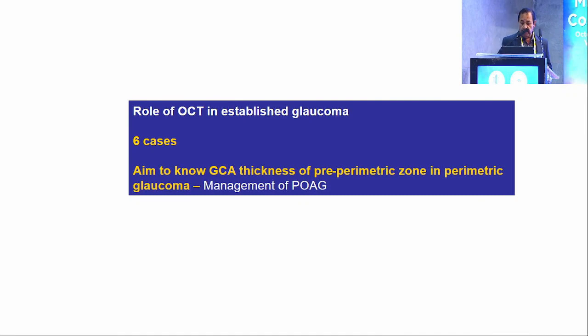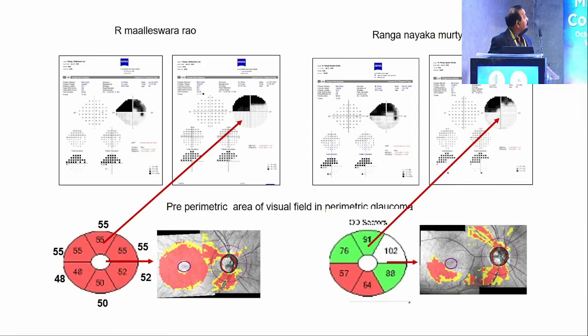Now, what is the role of OCT in established case of glaucoma? Take for example, these two patients. As a fieldsman, we concentrate on the field defect. What is the depth of the field defect? What is the location, extent, and direction of progression as a fieldsman? But as an OCT person, we concentrate on these areas. Then actually I introduced a new terminology in this case. I call this part the pre-perimetric part of perimetric glaucoma.